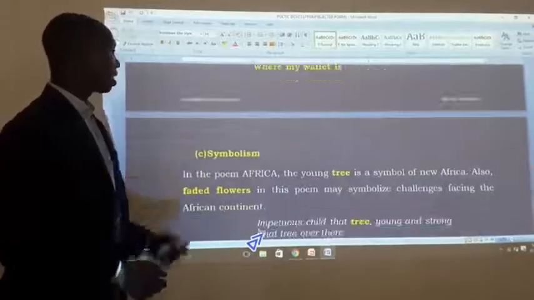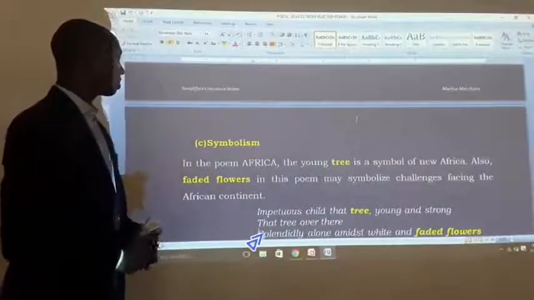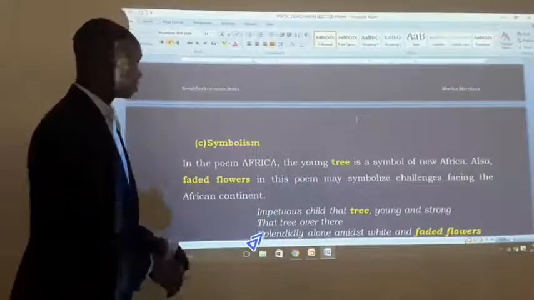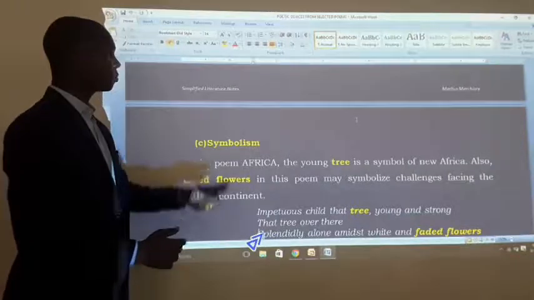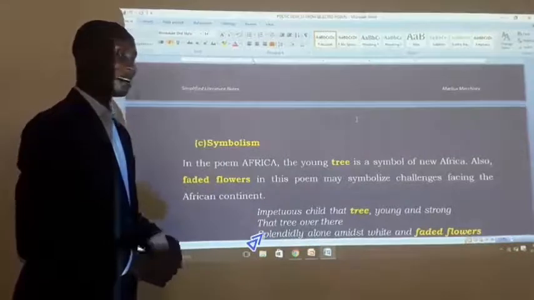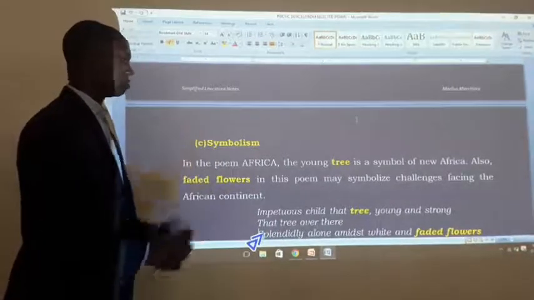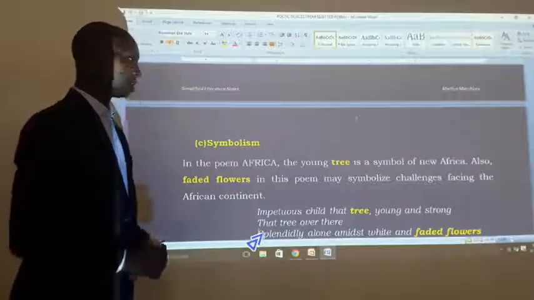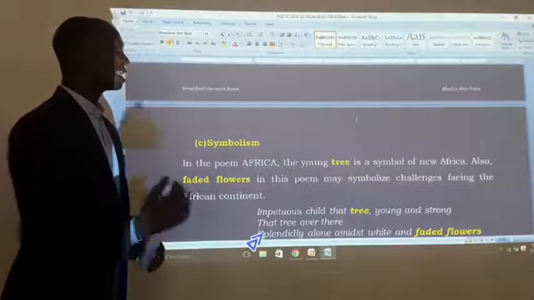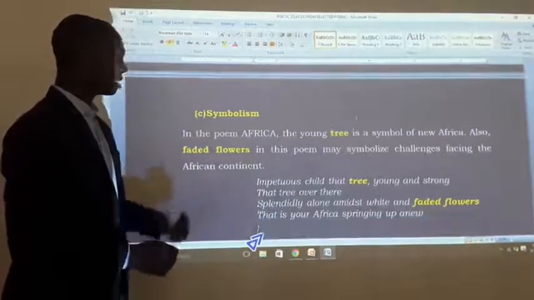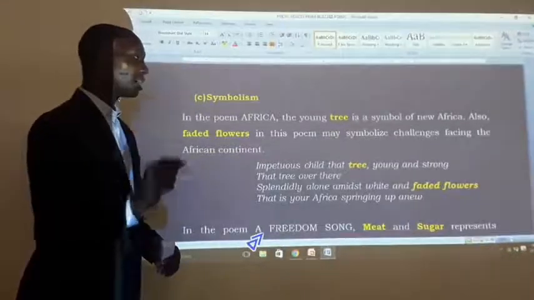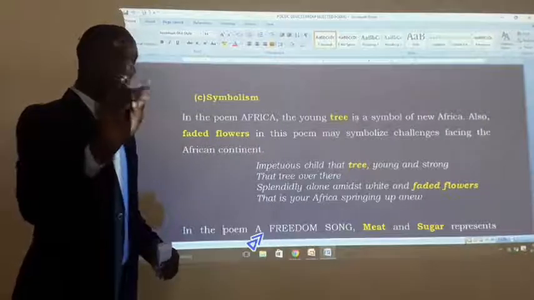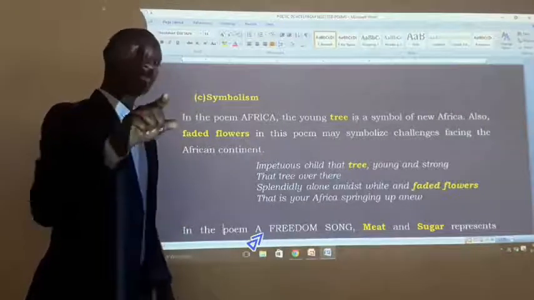But from that, in these selected poems, one of the commonest figures of speech, which we call here a language device, is symbolism. And symbolism has been applied almost in all poems selected there, but here, let us just use a few examples. In the poem Africa, the young tree is a symbol of new Africa. Also, faded flowers in this poem may symbolize challenges facing the African continent. As you can see: "impetuous child, that tree, young and strong, that tree over there, splendidly alone amidst white and faded flowers, that is your Africa, springing up anew."